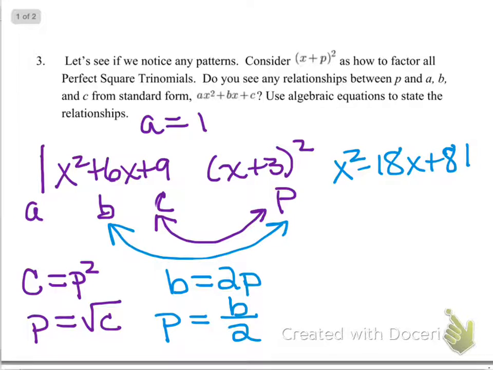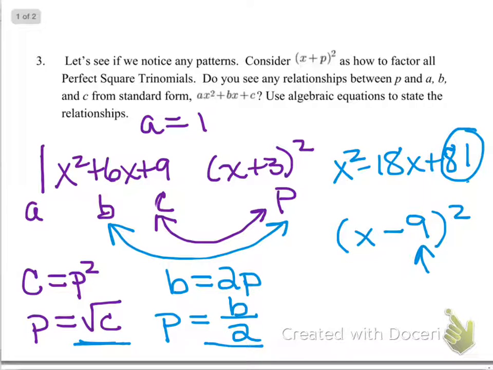So if I'm trying to factor something like x squared minus 18x plus 81, and I think it might be a perfect square trinomial, I want to find my P, that would go here, something that's the square root of C, but also half of B. And in this case, it'd be negative 9. Okay? So that works every time.